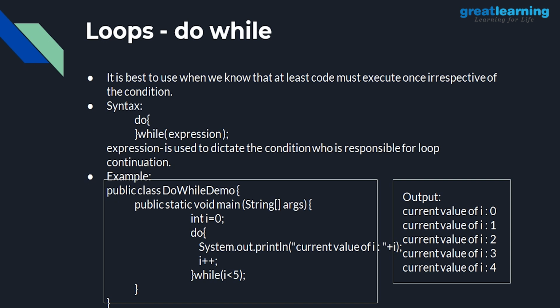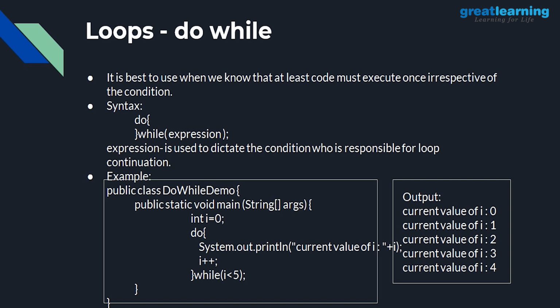Okay, so it's best to use when you know that the code must execute at least once, irrespective of the condition, because the condition is checked at the last. So the syntax is do, then the curly braces, then the while, and the expression. The expression part is at the end. So do first, then check.